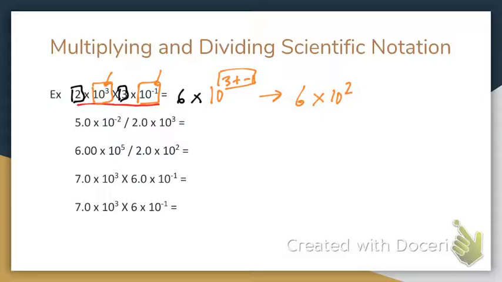A couple things. Notice I always got to check my significant figures. So here I have 1 sig fig, 1 sig fig. My answer should have 1 sig fig, and it does. All right. When I'm dividing, it's similar.